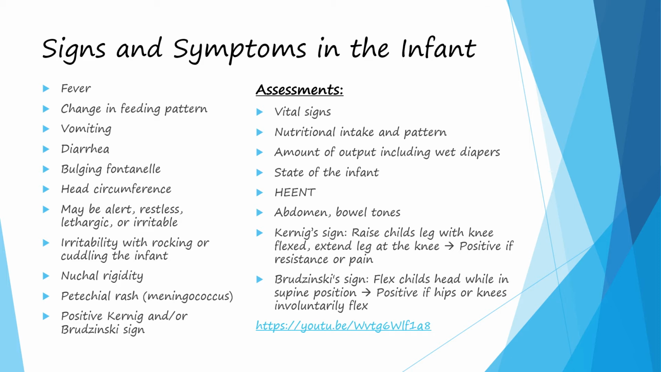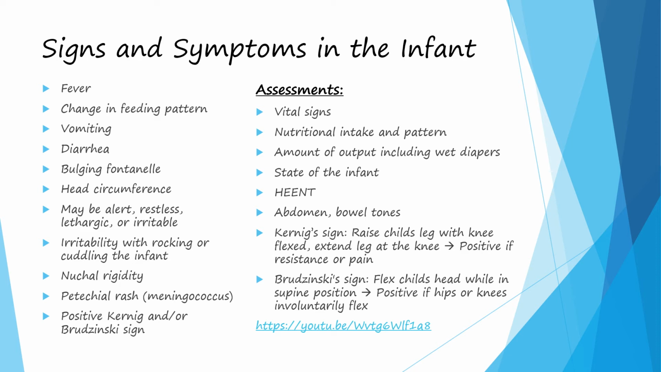We also want to assess the amount of output that the child's having through vomiting or diarrhea, in addition to wet diapers. So we learned that you can have at least 6 to 8 wet diapers a day, and that's about normal. And if they start to have less, then that could be indicative of dehydration. We also want to assess the state of the infant. So this is their arousability. So if they are alert or if they're irritable or if they're pretty lethargic and you can't really wake them up.